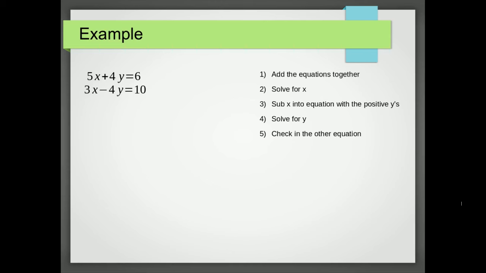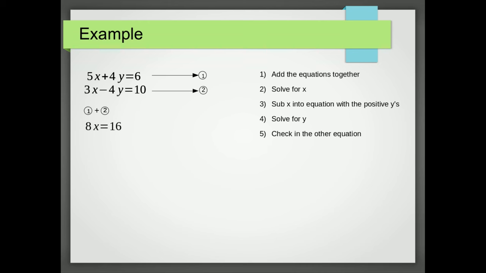So here's an example for us to try. We can see it's type 1 because we've got positive 4y's and negative 4y's, so we've got the same number but different signs. I've put the steps that we go through on the right hand side of the screen. So the first thing we do is we're going to label the equations. That's just good practice. So we add them together. So we're going to say 1 plus 2 to tell the reader what we're doing. So we've got 5x's plus 3x is 8x, the y's cancel, and 6 plus 10 is 16.